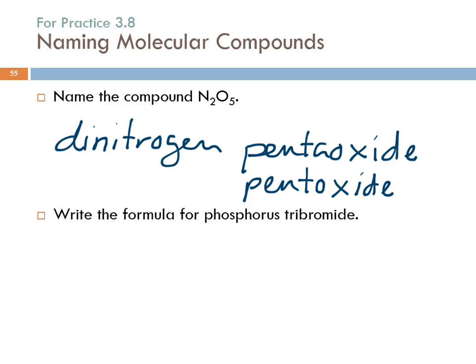Another example of where that happens is monooxide. Doesn't that just look dumb? Monoxide? What is that? We leave one of the O's off. Monoxide as in carbon monoxide. Okay, but I won't try to trick you on that. How about writing the formula for phosphorus tribromide?